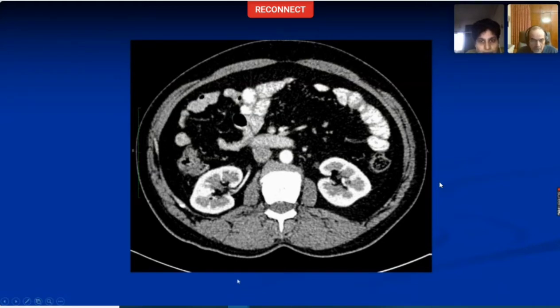Good. And if you're looking for multiple pheos or extra-adrenal pheos, where all do you look? They can occur in the mediastinum, in the retroperitoneum. And what is that specific site at the aortic bifurcation? It's the organ of Zuckerkandl.